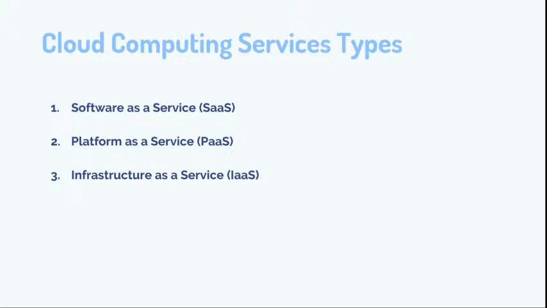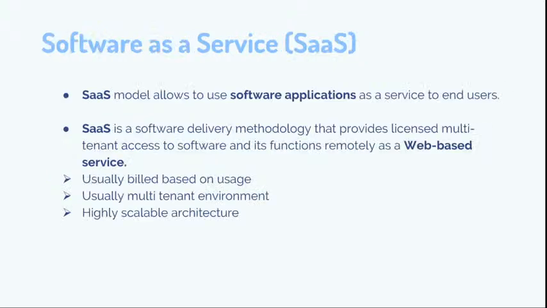In total there are three types of services: SaaS, PaaS and IaaS. That is, software as a service, platform as a service and infrastructure as a service. Next, we will go through them one by one, see what the services are and what their uses are. First of all, we will see software as a service.